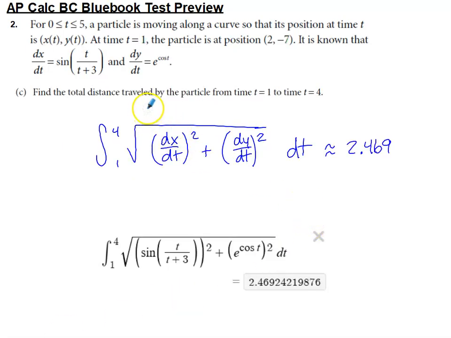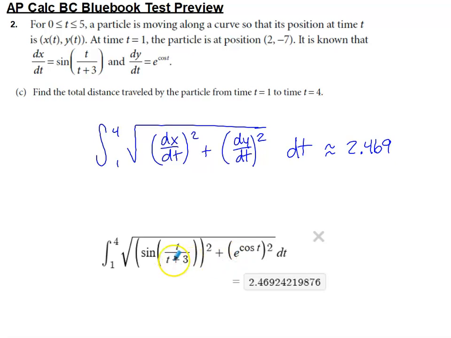Part C asks us to find the total distance traveled by the particle on the interval from 1 to 4. So you're going to integrate speed on the interval 1 to 4 to find the total distance traveled across that interval. Or you can just call this the curve length formula. Both of those end up being the same calculation. So I show the integral that I need to do. Again, I can do this on Desmos.